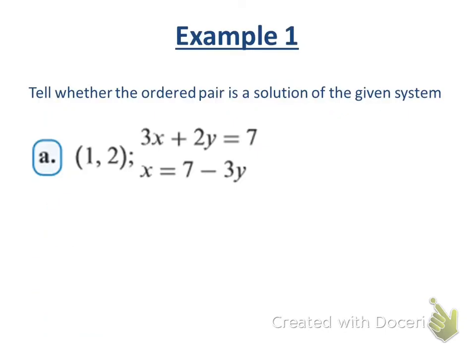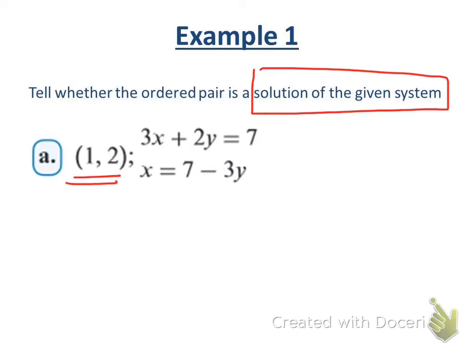Example 1. This says, tell whether the ordered pair is a solution of the given system. Now, in order for it to be a solution of the given system, what does that mean? They can't be parallel, but this point has to do what? Oh, it has to fit. It has to fit this equation, and it has to fit that equation, right? So we just have to test and see if that point is on both of those lines. In other words, is this point going to make both equations true?